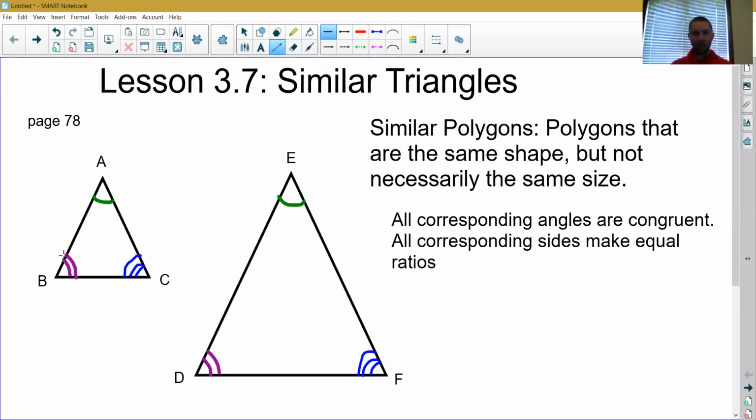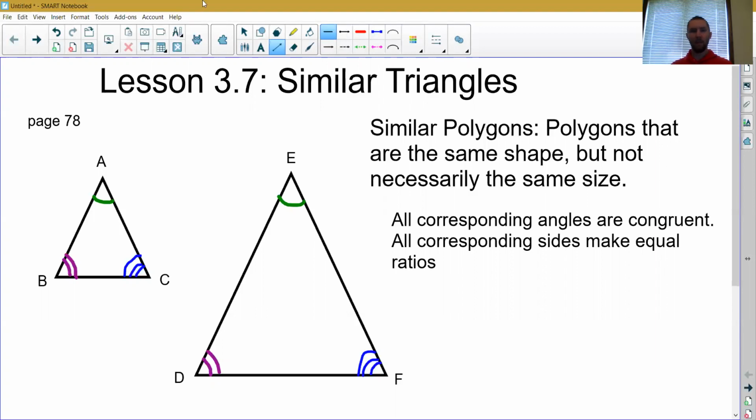What I have marked here, these are similar triangles: triangle ABC and triangle EDF. One is just a bigger version of the other one. Two things need to be true in order for triangles to be similar, or shapes in general. All of the corresponding angles need to be congruent. So if two triangles are going to be similar, their angles have to be congruent.